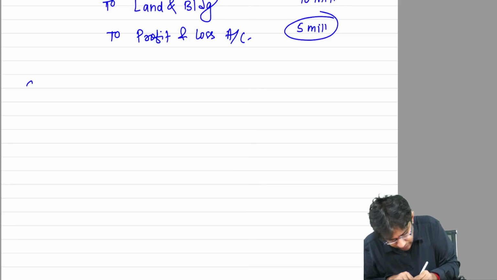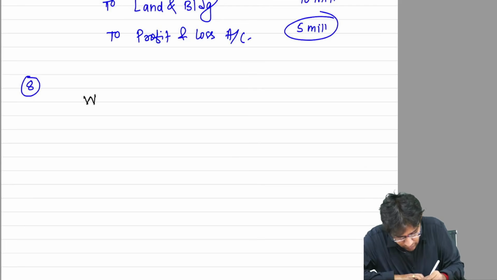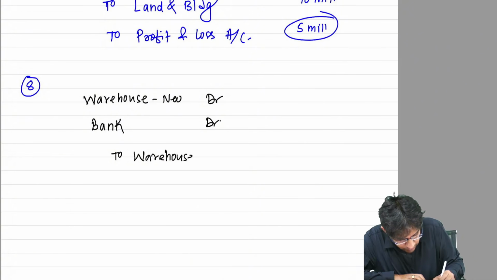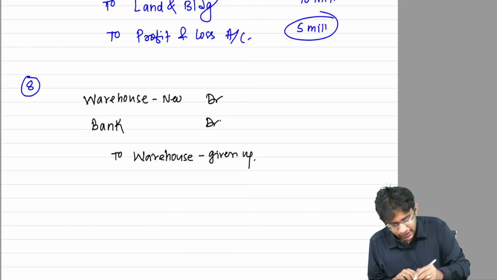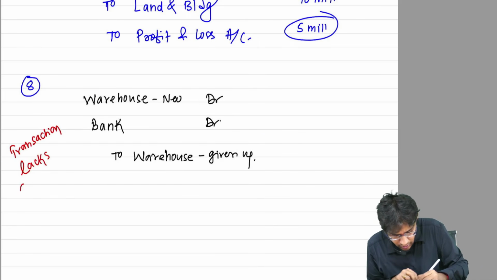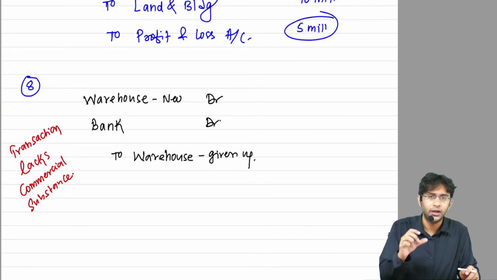Warehouse, new, whatever you have acquired. You are receiving cash also. So bank, warehouse given up. So here basically you must understand that the transaction lacks commercial substance. The transaction does not have a commercial substance.